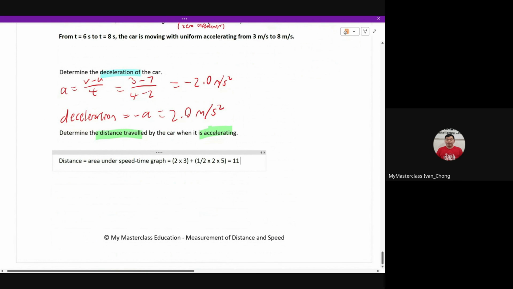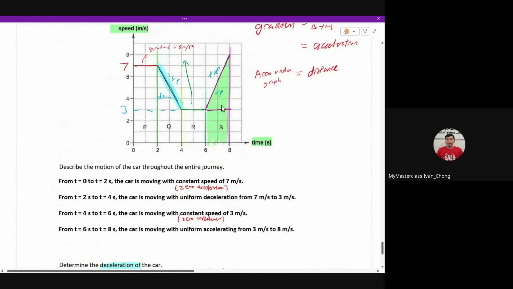So all you need to do now is press your calculator. You should end up with 11 meters itself. Okay, so that's double check. 6 plus 5. Yes, 11 meters. So this is your distance traveled when you accelerate for this period of time.